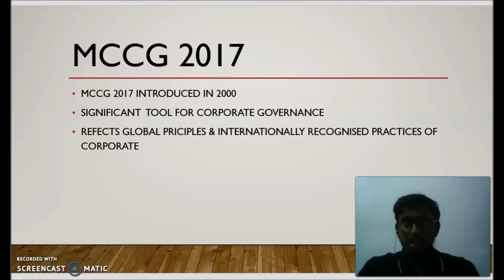MCCG, also known as the Malaysian Code on Corporate Governance 2017, was introduced in 2000 and has been a significant tool for corporate governance reform and has also influenced corporate governance practices of companies positively. MCCG reflects global principles and internationally recognized practices of corporate governance which are above and beyond the minimum required by statute, regulation, or prescribed by Bursa Malaysia.